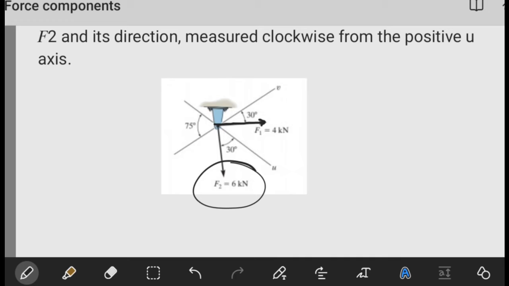So try to do the same thing. Focus on F2, move around one axis so that you can create a triangle. And then after that, see how you can use sine rule to come up with the components of F2 along the U and the V axis. Leave your answers in the comment section. Let's see what you find there.